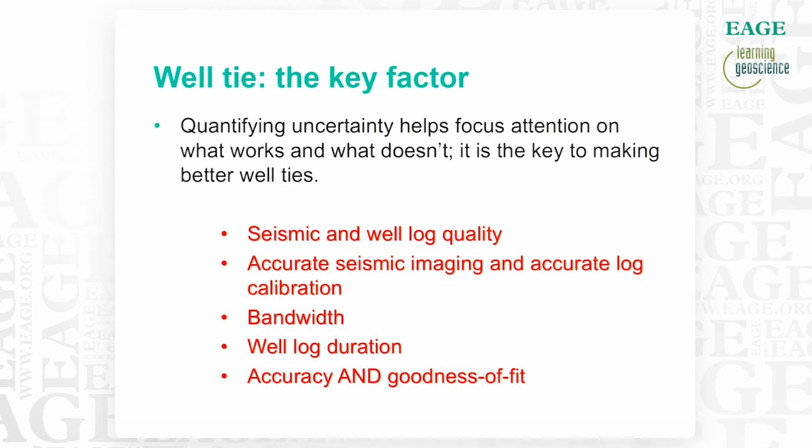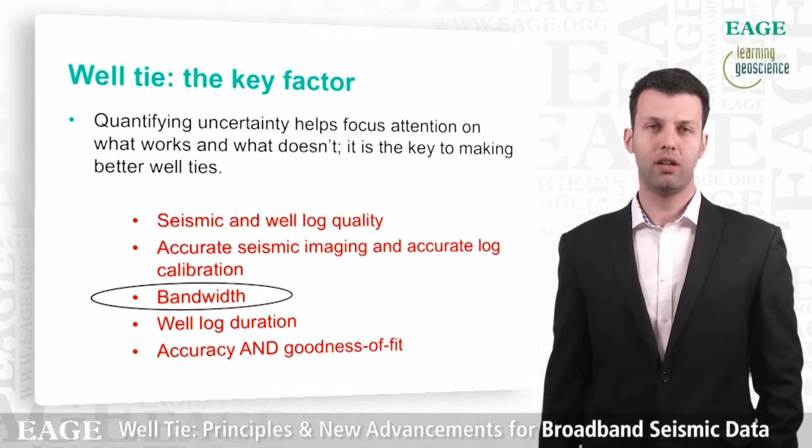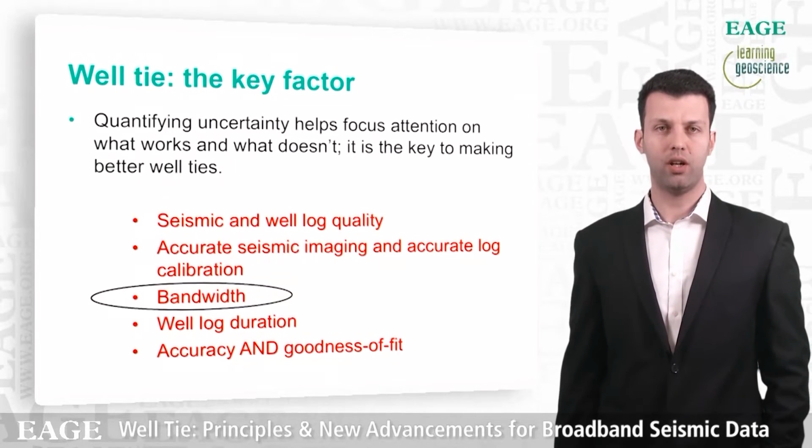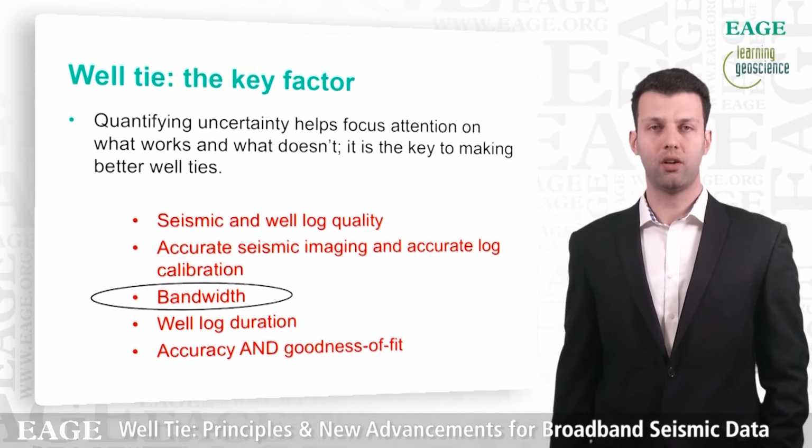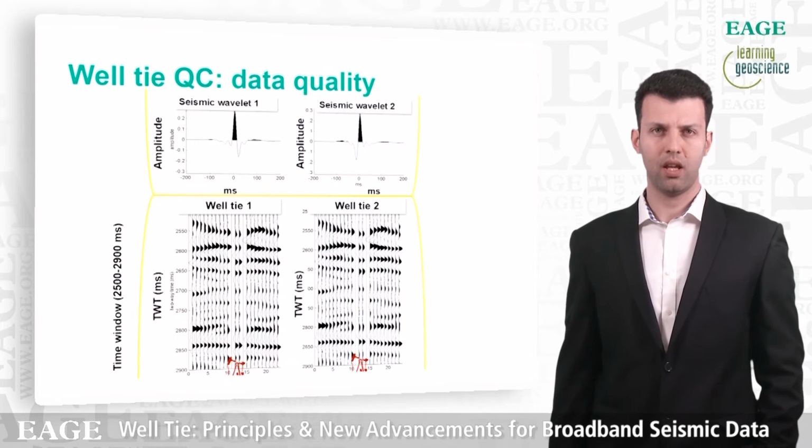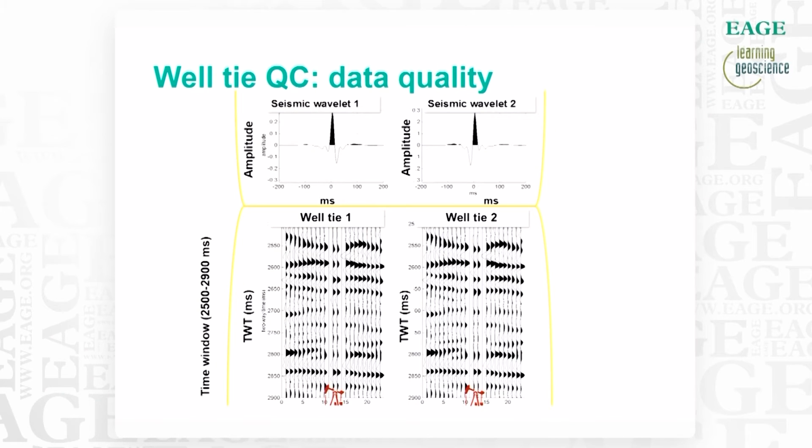I cannot address each of those one by one in this presentation. What I can do is focus on one, which is bandwidth. For the other aspects, I refer to the corresponding references. Here is a well tie panel for two wavelets. You can see that visually there is almost no difference in the well tie quality between wavelet 1 and wavelet 2. Yet, if you look at the side lobes of those wavelets, one is on the right and one is on the left. That means those wavelets have almost a 90-degree phase difference, and at the same time, they lead to the same well tie quality.